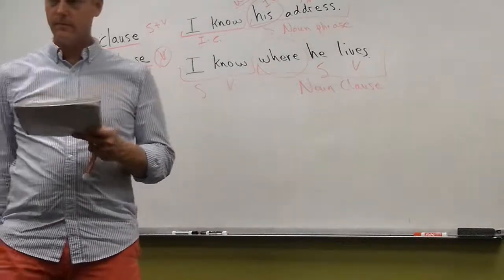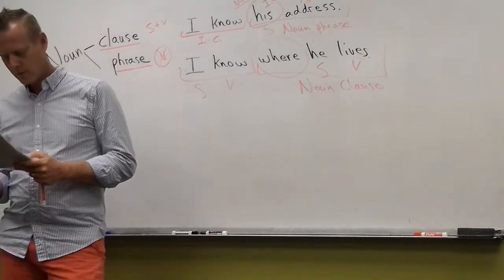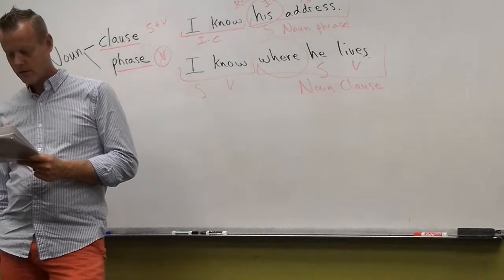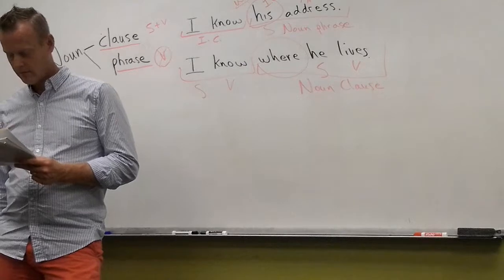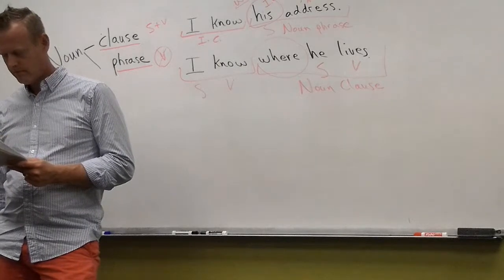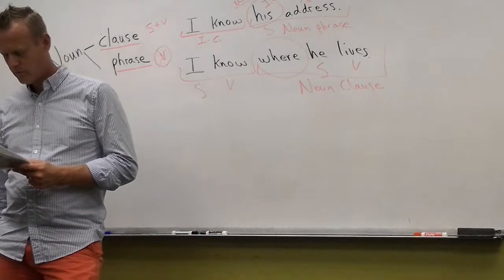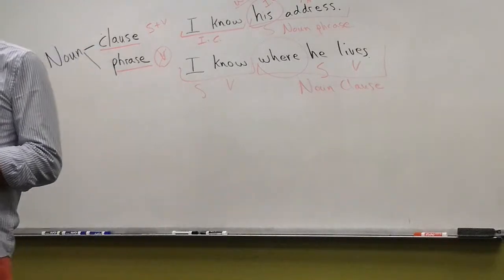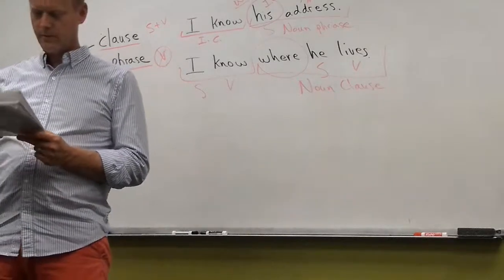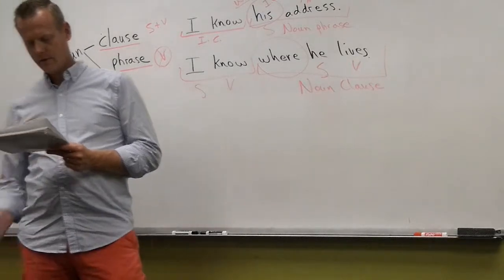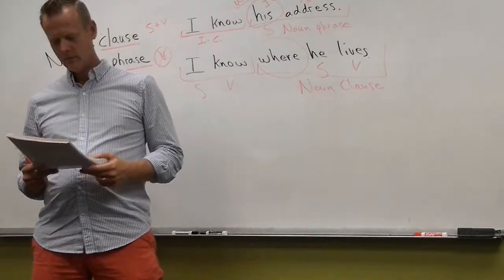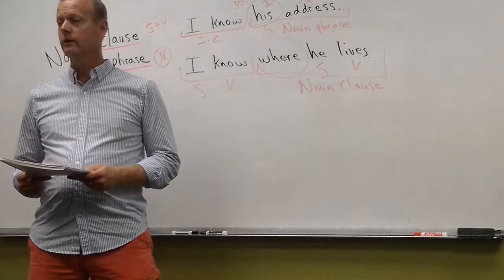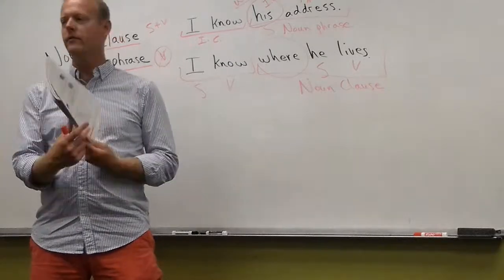Khalid, read C. I know where he lives. Good. A noun clause has its own subject and verb. In C, he is the subject of the noun clause. Lives is the verb of the noun clause. We already said it. Turn the page.